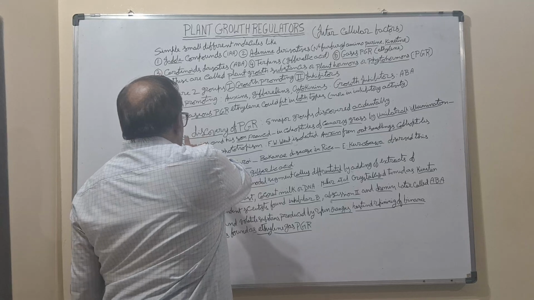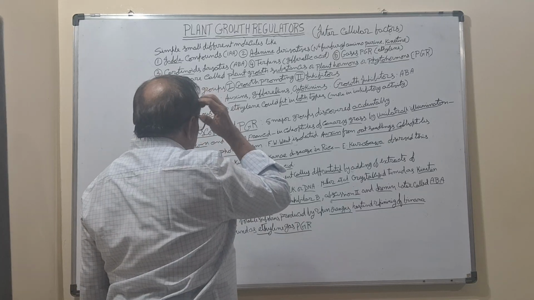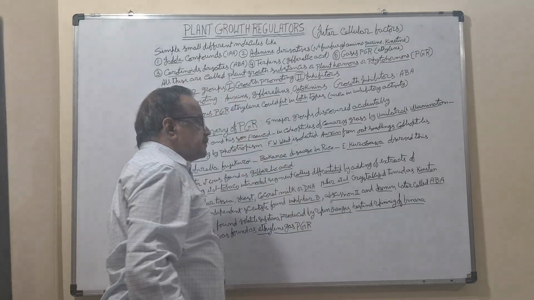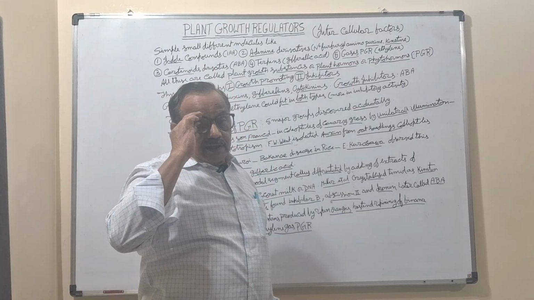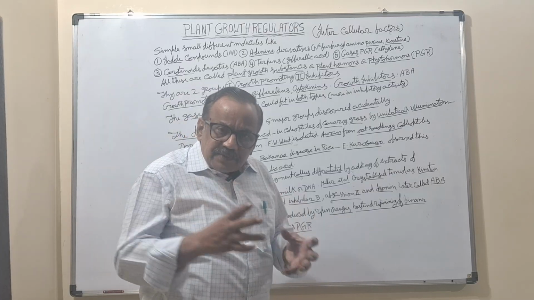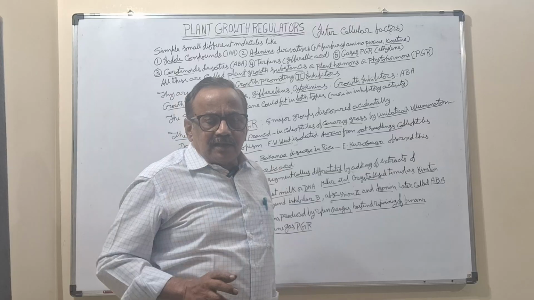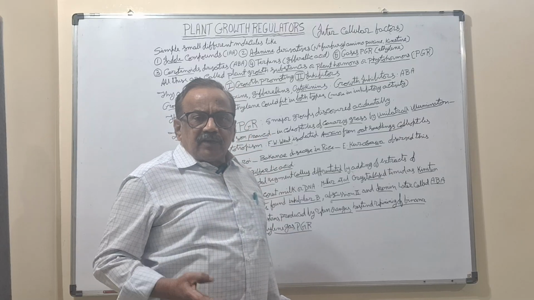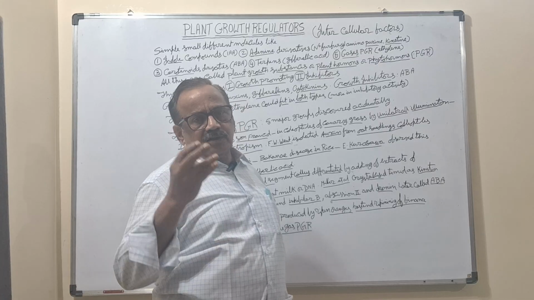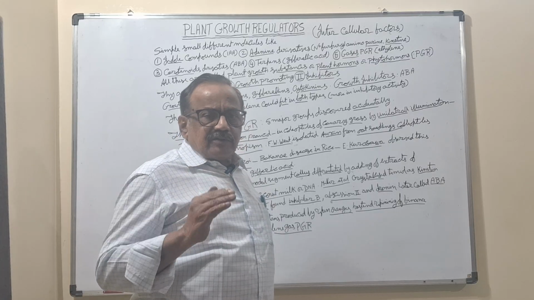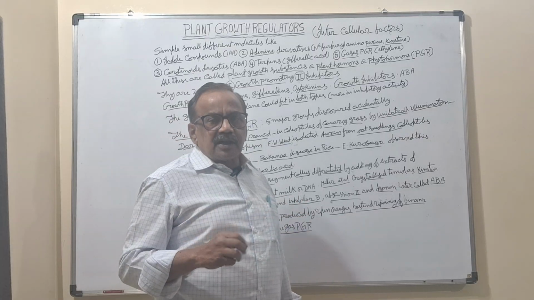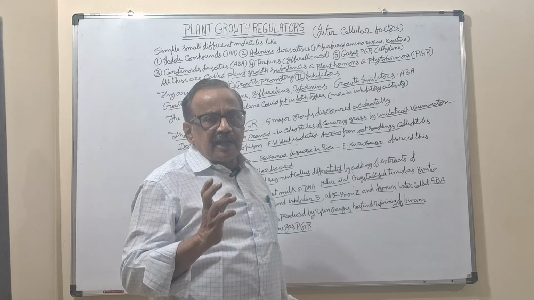Now to come to the discovery of the plant growth regulators. How did they discover such things? They were discovered accidentally when they were doing some experiment for some other purpose. Accidentally they discovered all the 5 major groups. What are they? Auxins, gibberellins, cytokinins, abscisic acid, ethylene, which is gaseous. So first, auxin was observed by Charles Darwin and his son Francis.